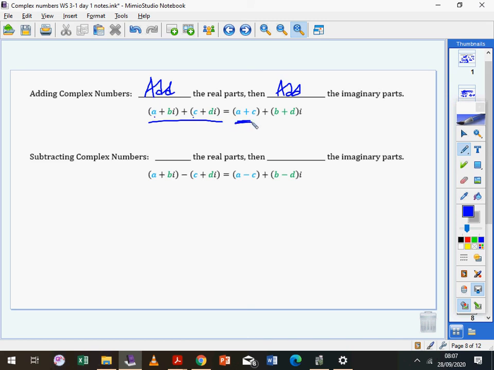And then the imaginary parts are B and D. I add them together, they form another number. And all together, those four terms form one complex number. When I'm subtracting complex numbers, it's the same thing. I subtract the real parts, and then I subtract the imaginary parts. You guys need to write the actual answer. It's just a symbol.